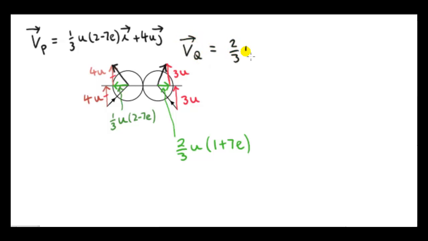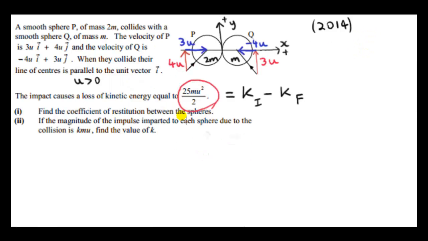So its x component is 2/3 u times 1 plus 7e. We multiply that by unit vector i, which is the unit vector pointing to the right, and add on to it the j component, which is positive. So that's 3u. The next thing we do is use the fact that the loss of kinetic energy is given to us. It's 25 mu squared over 2. The loss of kinetic energy is the initial kinetic energy minus the final kinetic energy. So this will be some positive quantity, because there's always a loss of kinetic energy. The initial kinetic energy is always greater than the final kinetic energy. So by solving this equation, we can find out what e is.